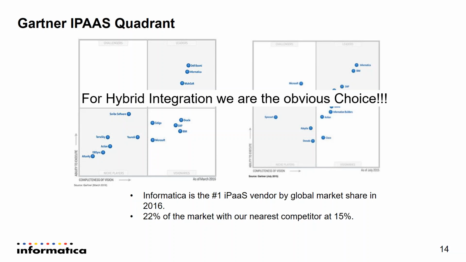So in the most recent quadrant that Gartner released, which is March this year, we own 22% of the iPaaS market. Our nearest competitor is at 15%. Following that, the third place vendor is at 9%, and the rest are all just bits and pieces, 1%, 0%, and so on. So we're far and away the leader in this space, so a good choice to invest in. So next up.